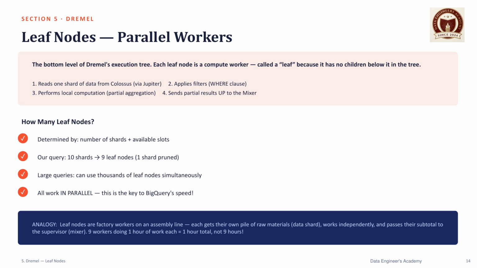Section 5 dives into Dremel's leaf nodes. These are the parallel workers at the very bottom of the execution tree. Each leaf node reads one shard, applies filters, performs partial aggregations, and sends results up.